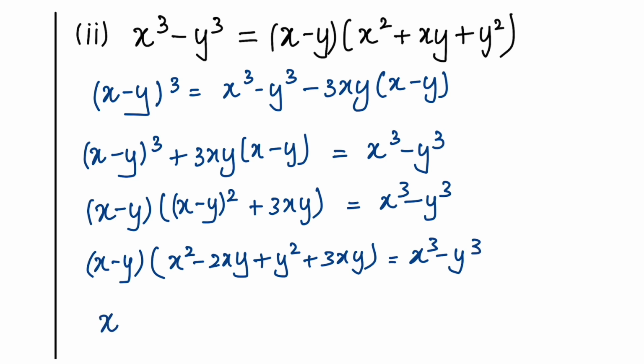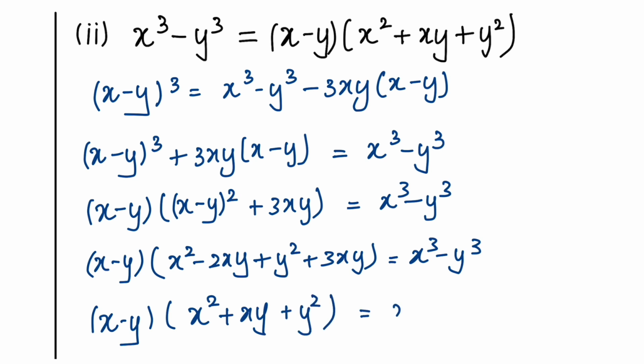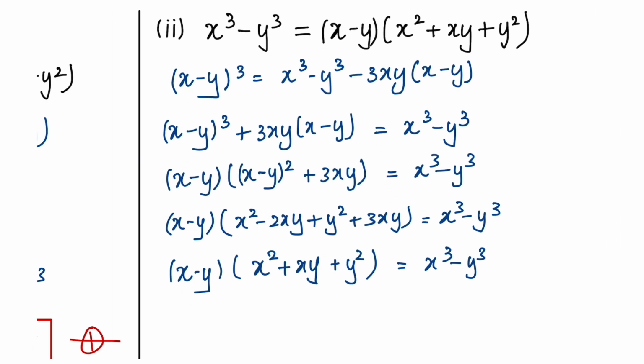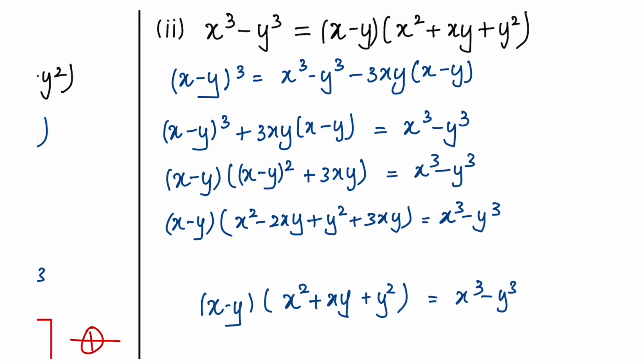Okay, in the next step, you are going to cancel these out. So x minus y into x squared plus xy. How did it become plus xy? We have minus 2xy here and we have plus 3xy here. So that on adding becomes plus xy plus y squared, which is equal to x cube minus y cube. Okay, I'm just going to pull these things down a bit, and that is the answer to this question.